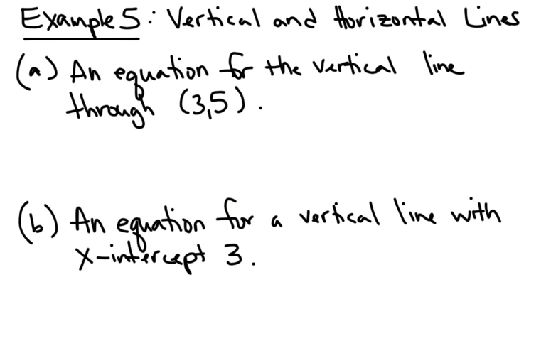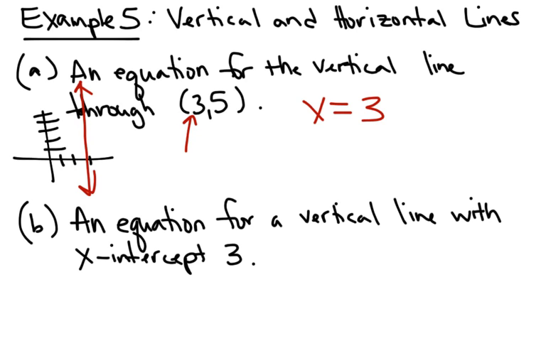So there are different ways we would give you an equation for a vertical or a horizontal line. In example 5, let's start by looking at A. It says an equation for a vertical line through (3, 5). Well, remember vertical lines are always x equals, and x equals the x coordinate. Well, it's going to be 3, because if you graph (3, 5) and then draw a vertical line through it, you're going to go through 3 on the x-axis.